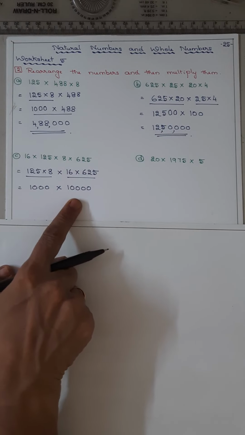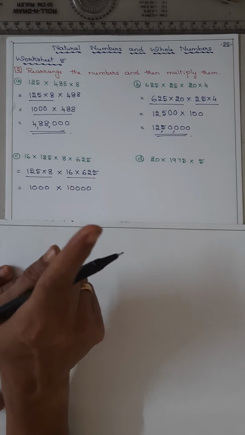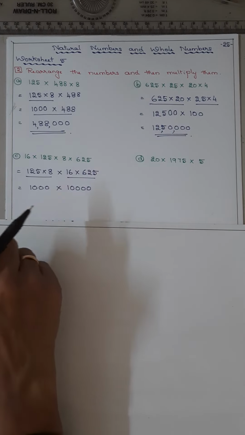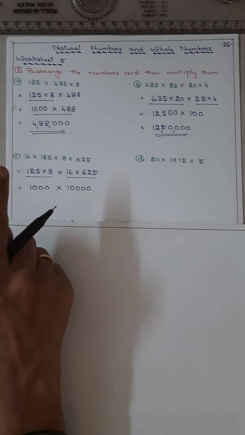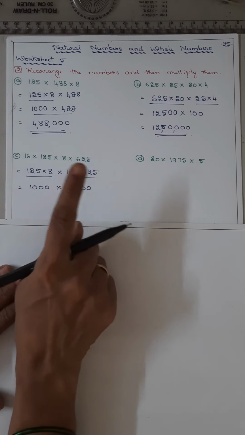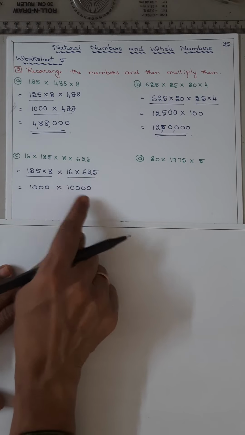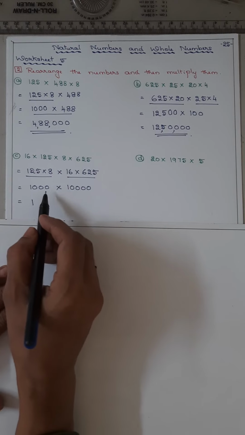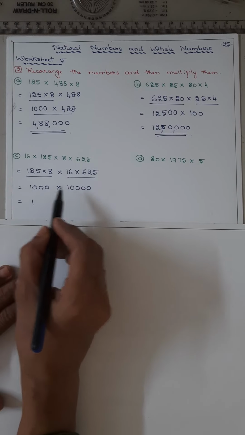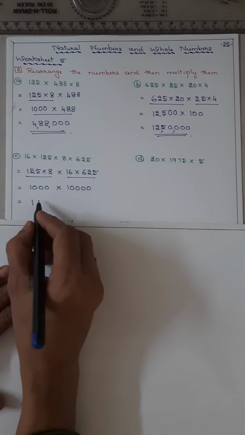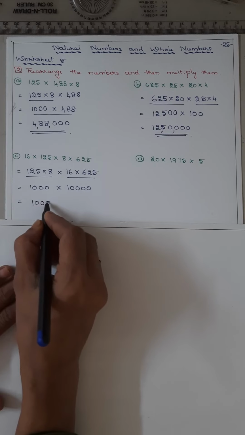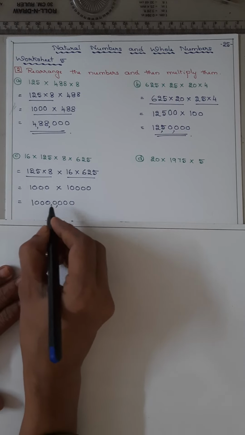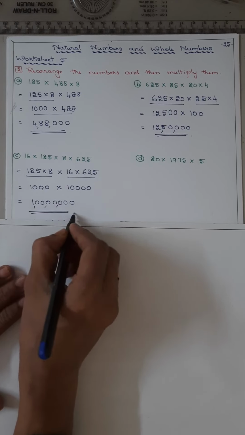So remember, 25 4s are 100. 125 8s are 1000. 625 16s are 10,000. Now 1, and how many zeros are there? 1 2 3 4 5 6 7. So it will be 1 crore.